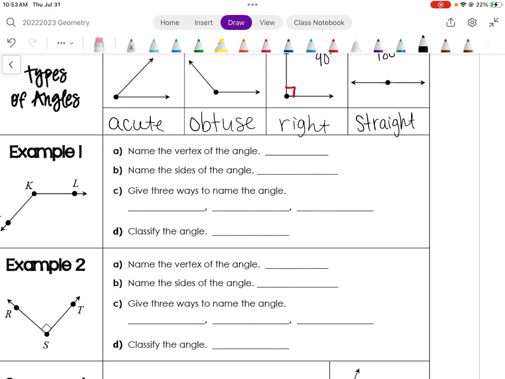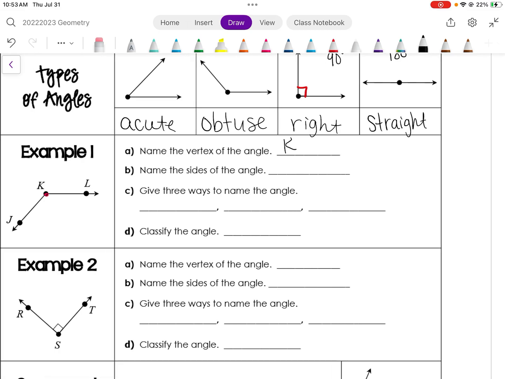It says name the vertex of the angle. The vertex of the angle is wherever the rays meet. The vertex here is K. You're just gonna put K. Vertex is a point, so it doesn't need any notation, just K. Name the sides of the angle. Remember, the sides are rays. So one side would be KL.